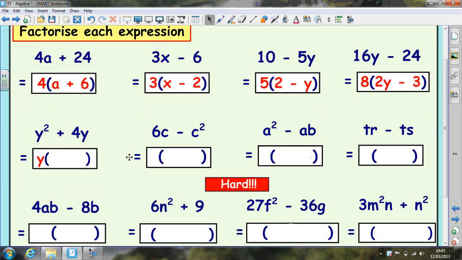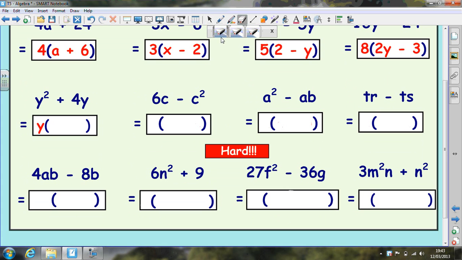Okay, down to the second line here. This time there is no number that can come out because there's no number at the front here. So we have to take a letter out instead because there's a y squared and a y at the end. So that means we can take a common factor of a letter out. So y times what makes y squared? Well, that's y. And y times what makes 4y? Well, that's 4. That's your answer.